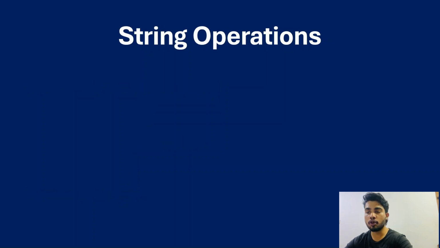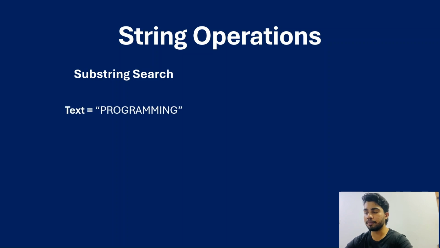Now let's look at some common operations performed using string algorithms. First one is substring search. Substring search checks whether a smaller string exists inside a larger string. There are some examples. In this example, the text is programming and the substring is gram. Since gram exists in programming, the substring search is successful. This operation is commonly used when searching a word inside a document.